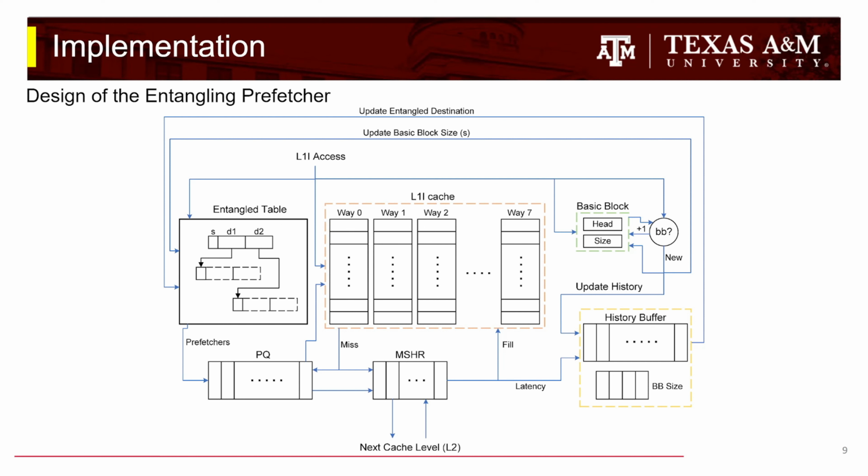If a basic block head is accessed, the prefetches are stored in the prefetch queue, which then checks the L1I cache for a hit and moves to the next cache level if it misses. The prefetch queue also stores a tag and timestamp, which can be used to correct late prefetches by feeding the timestamp to the MSHR in case of a miss in the L1I cache.